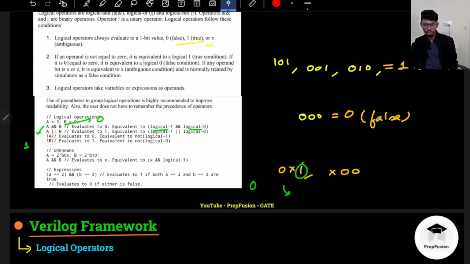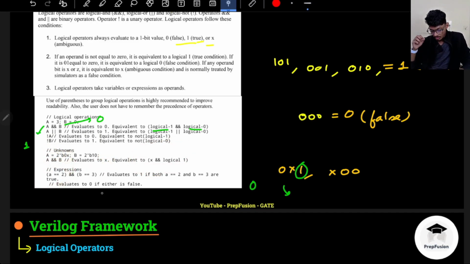This, right, not of a, so a will be like this, right, logical 1, but I am performing not, so it will become logical 0. Okay, it is equivalent to 0. This was logical 0, so it will be logical 1 as I am performing the not operation. Okay, now if I have a bit that is x, and I am performing something, it will evaluate to x, that's it.